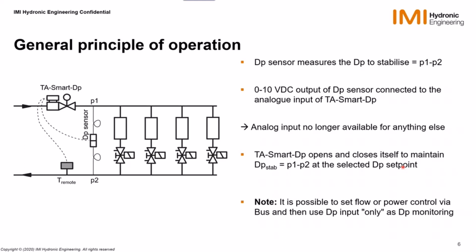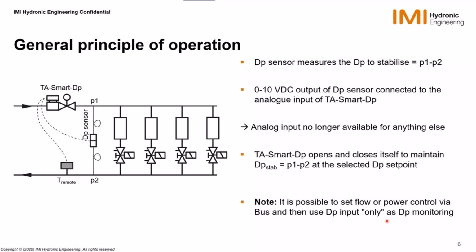As I mentioned before, it is possible to set flow or power control, but then it will have to be via bus. You cannot do it anywhere else, of course, because the analog input, as I mentioned, is confiscated by the delta P sensor. And this is maybe a possibility if you want to use the delta P reading not for delta P control, but for delta P monitoring. And we know that there has been a couple of discussions on different projects with customers about the possibility to do this kind of things.